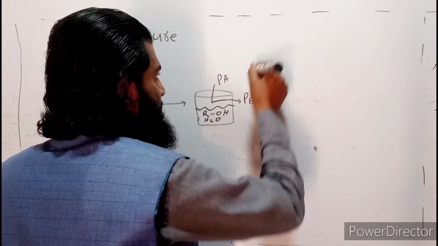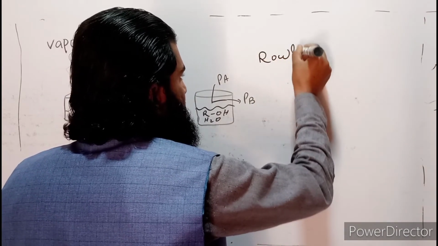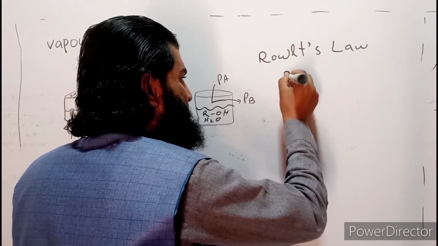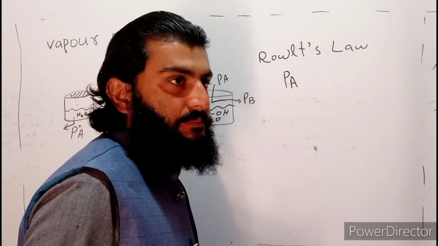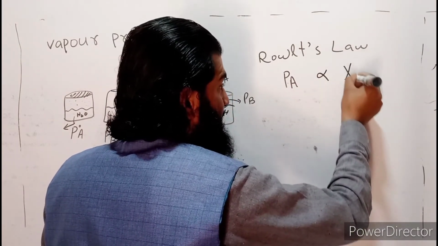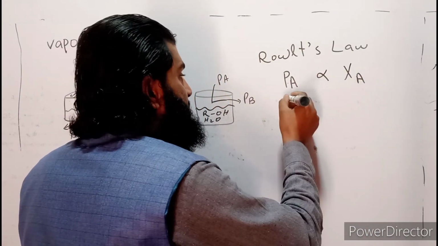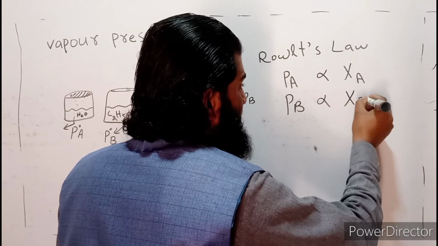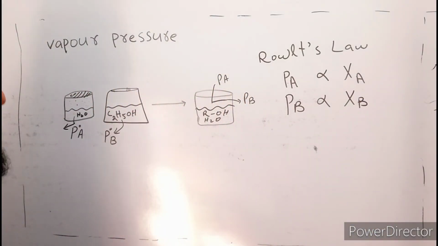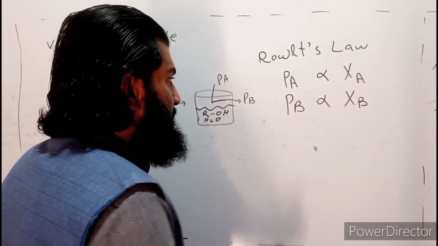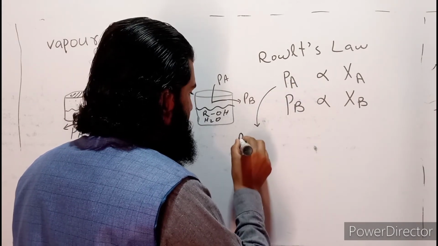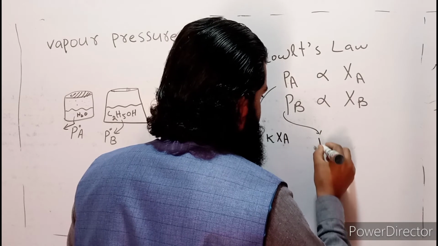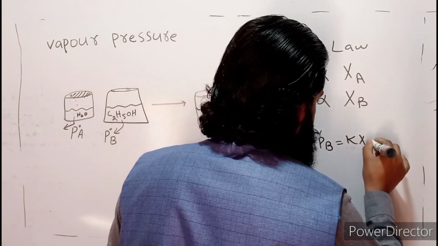Number one is Raoult's law. Clear? According to Raoult's law, the partial vapor pressure of any substance in a solution is directly related to its mole fraction. Again, the partial vapor pressure of any substance in a solution is directly related to the mole fraction of this substance. Can we write it as, suppose, this equation can be written as PA is equal to K XA, and this one can be written as PB is equal to K XB.